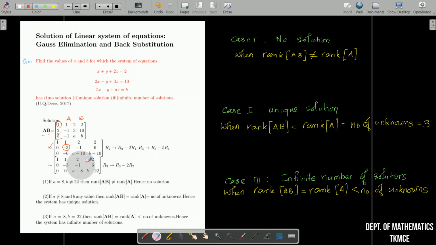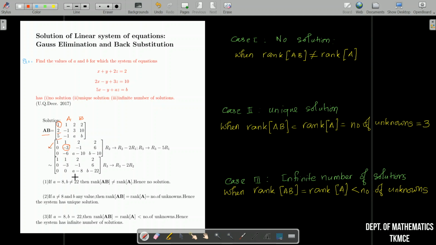Now the first thing is to get the values of A and B so that we have no solution to this system of equations. No solution to a system of linear equations means rank of AB is not equal to rank of A. If rank of AB is not equal to rank of A, then we say that the system has no solution or the system is inconsistent.